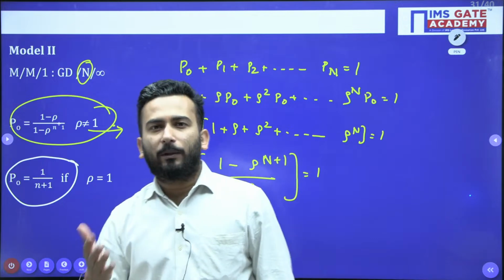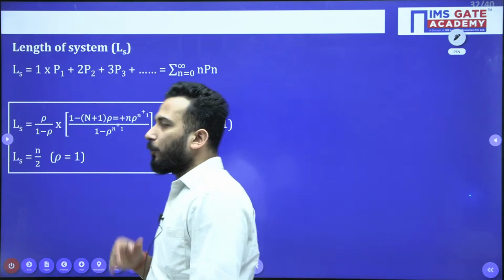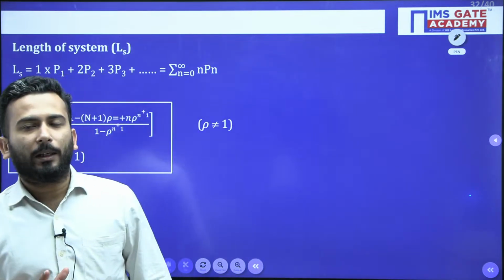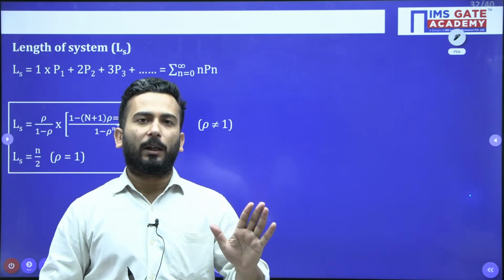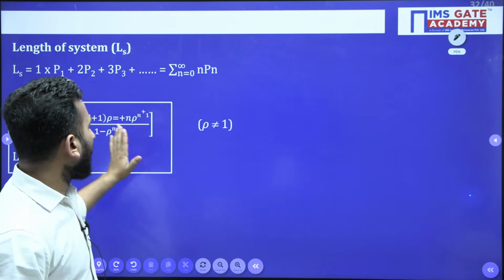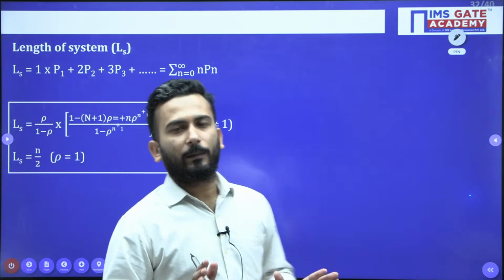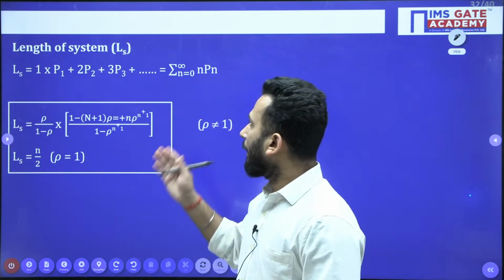One more result I am requesting you to memorize. One more result is there, and I will request you to memorize it. Length of the system. And this one, you know how it is coming, you know how it is going to come, expectation formula. But just in this case, I am requesting all of you to memorize this, just in case if they ask, you should be able to do this, right?